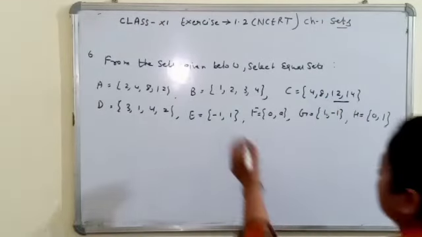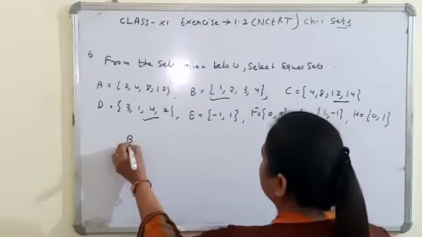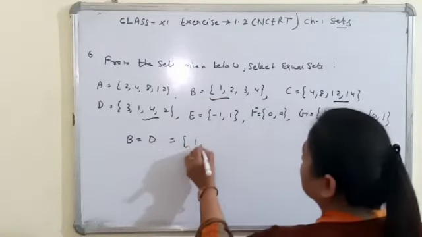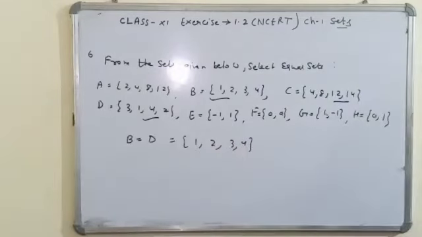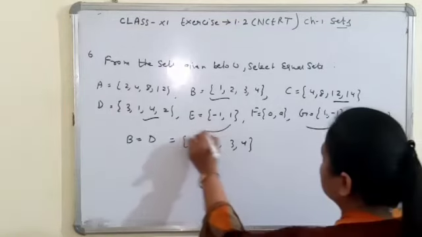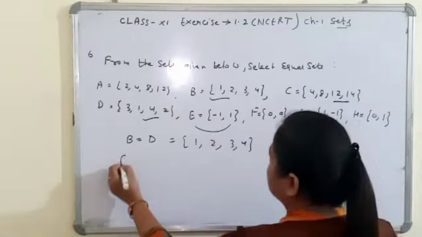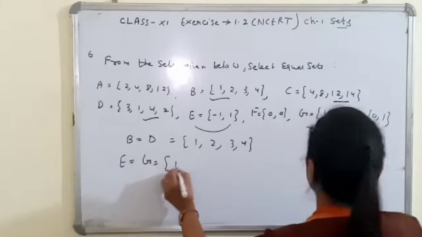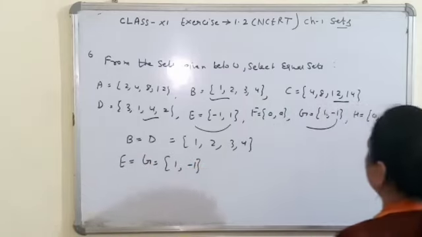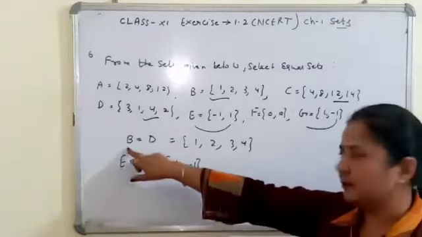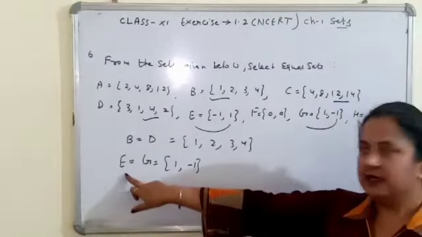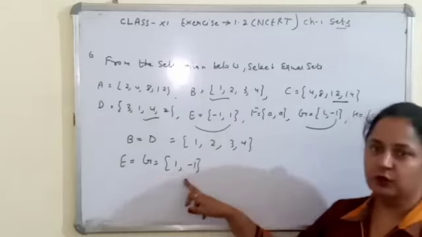Similarly, we can see set B and set G. I think they have the same elements. These are 1, 2, 3, 4. Now the next one is set E and set G, they both have the same elements, 1 and minus 1. Other than this there is no set which is equal to another one. So this is your answer. Set B is equal to set D, and set E is equal to set G.